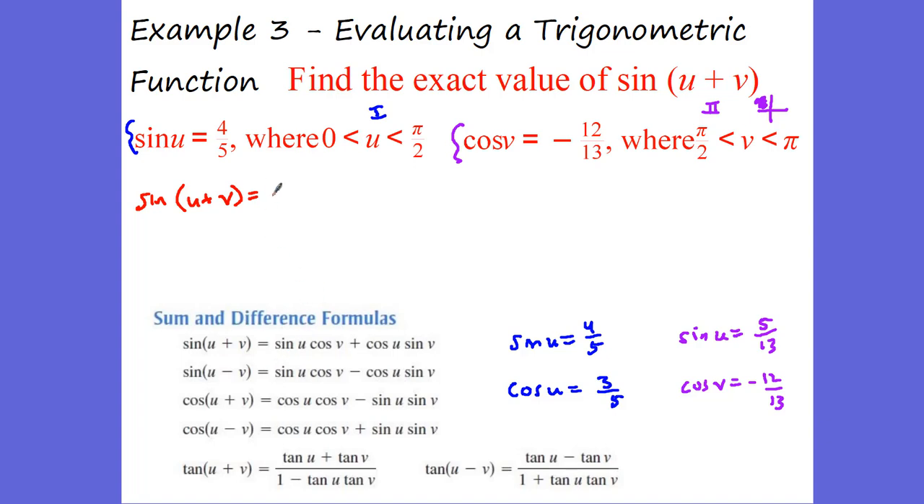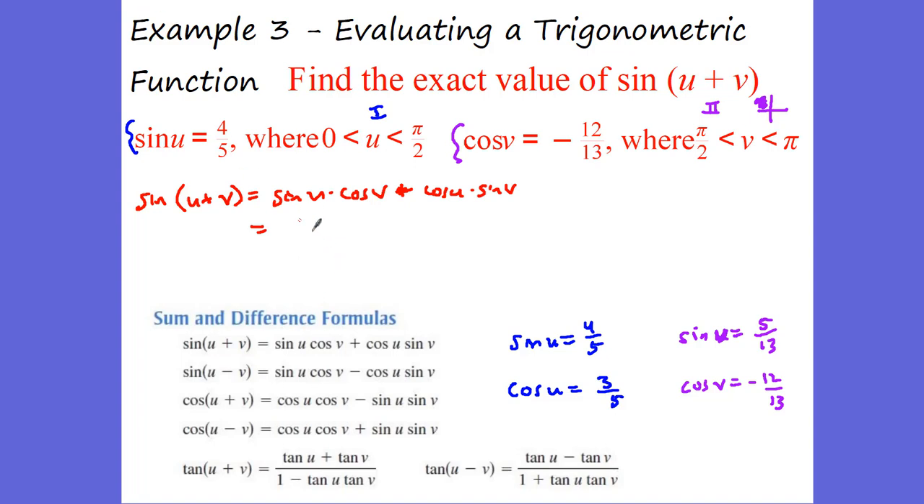Okay, now we can go to my sine of u plus v. Go to my formula, which means this is sine of u times cosine of v plus cosine of u times sine of v. And you can see, what did I do? Before I did anything, I developed what sine of u, cosine of u is, what sine of v, sorry, that is a v right there, isn't it? Sine of v, cosine of v is equal to.